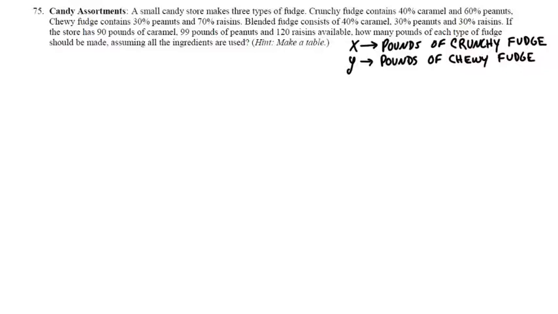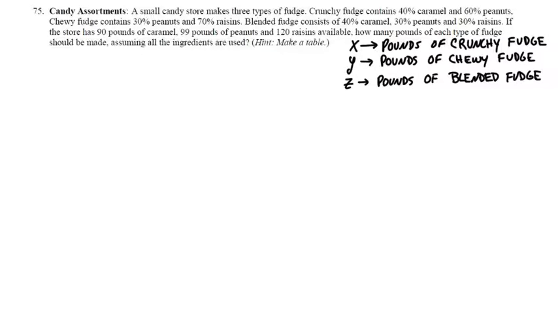So again, the first skill is what's going to be X or Y or Z? And if we look, it says how many pounds of each type of fudge. So the types of fudge is what we're solving for. So let's let those be X, Y, and Z. So for starters, how about we let X be crunchy fudge? Sounds delicious. Then Y can be the number of pounds of the chewy fudge. And then Z can be the number of pounds of the blended fudge. All right, so we've got our 3 variables, X, Y, and Z, representing the 3 things we wanted to solve for, right? How many pounds of each type of fudge should be made.